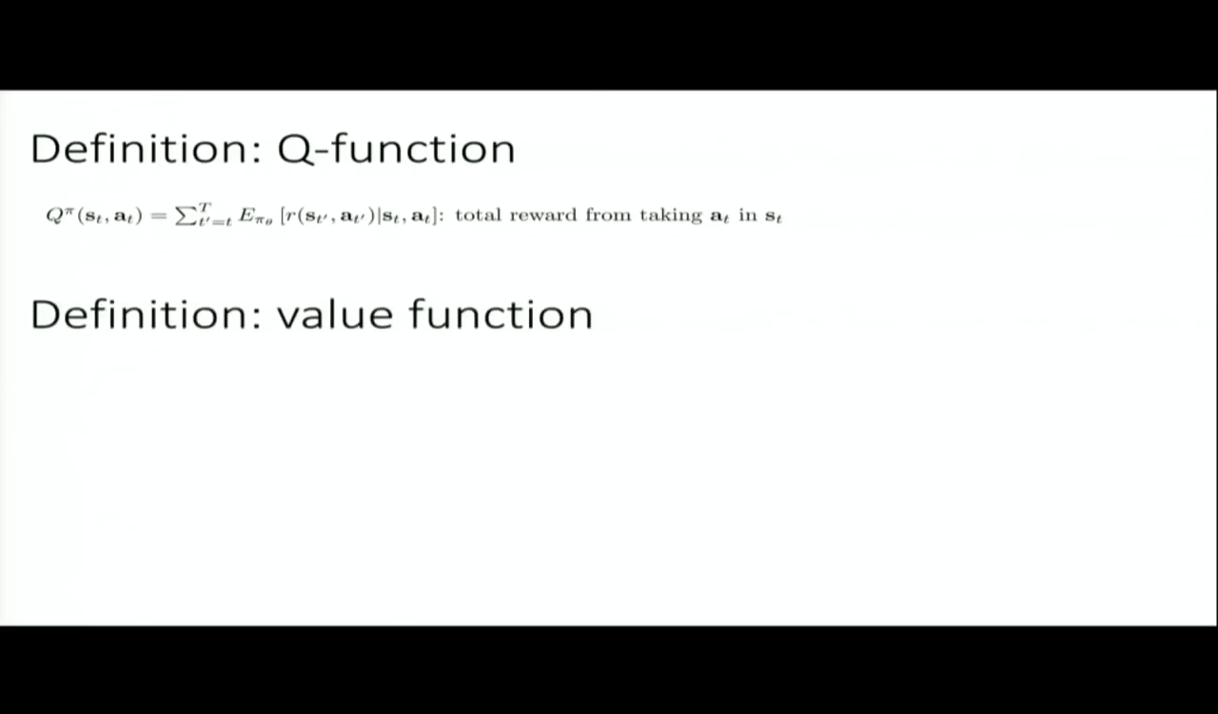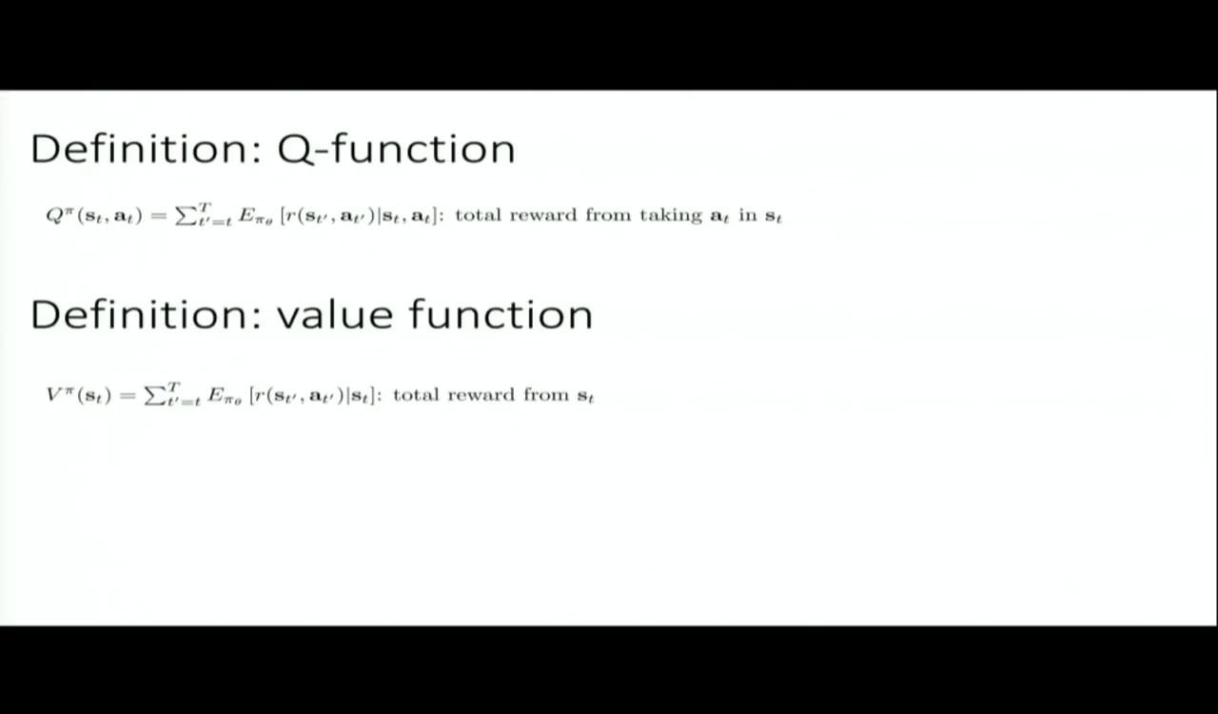A second definition that's very important to know about is the value function. And the value function, very simple. It's just the expectation of the Q function with respect to your policy. So if you start in state s_t, it's the total reward that you'll get if you then follow the policy. And the Q function, if you start in state s_t and take action a_t, what will you get from your policy? There's a question back there?